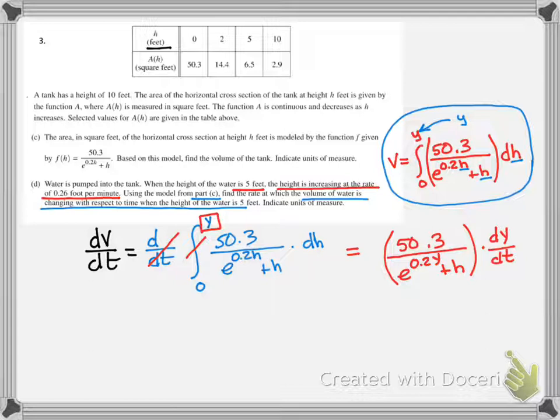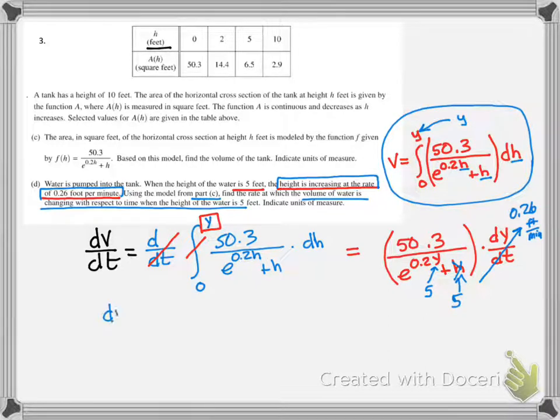And that is what was given here as the height is increasing at a rate of 0.26 feet per minute. That's exactly what dy/dt would be, thinking about units and everything else. This is 0.26 feet per minute. And our y is 5 feet. So every time we have a y, we're going to plug in the instant of 5 feet.